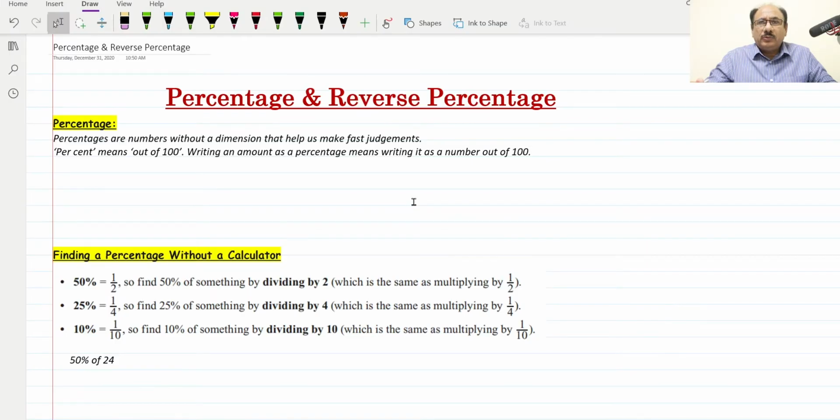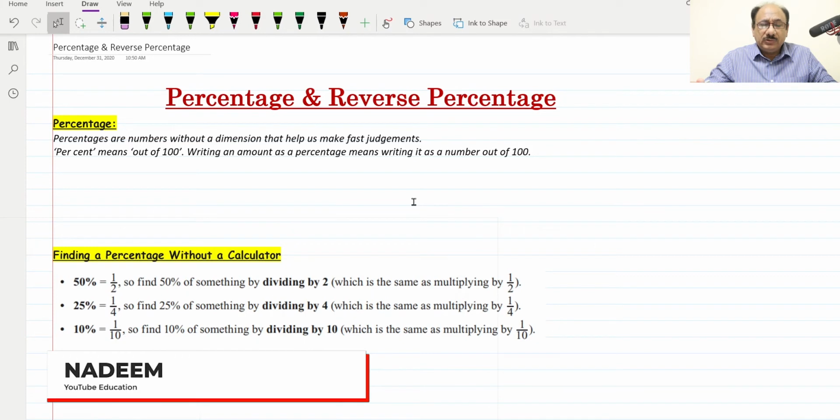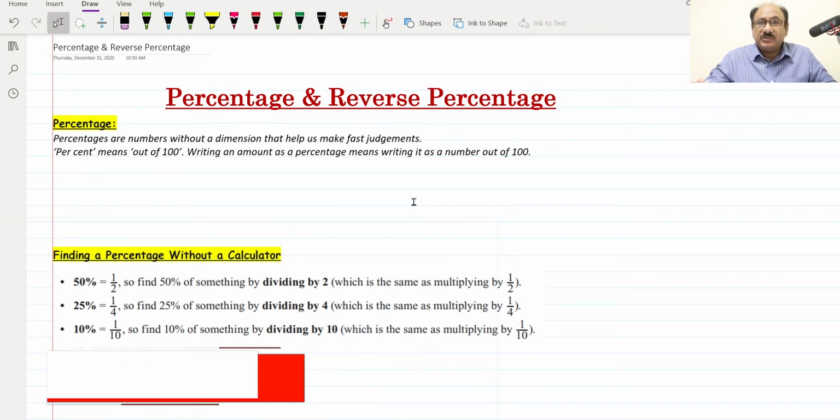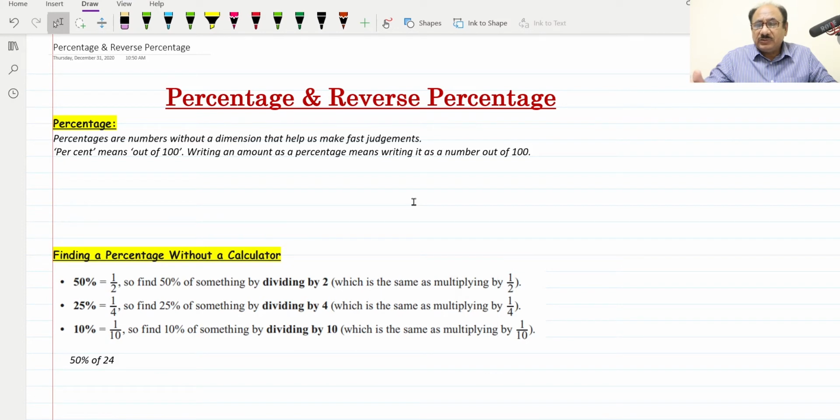Hello everyone. Today we'll be going through a very important topic, which is percentage and reverse percentage. This topic is included in IGCSE, GCSE, Cambridge, Edexcel and other boards also. So we will try to cover this topic in as much detail as possible. Hopefully this will be very helpful for you.